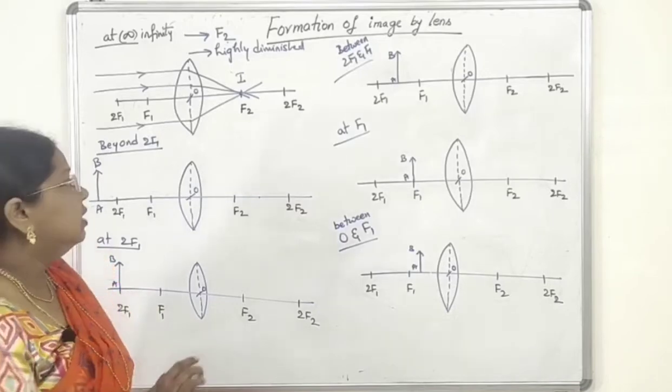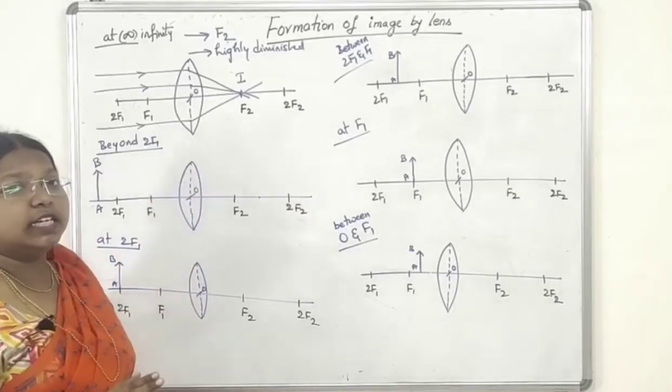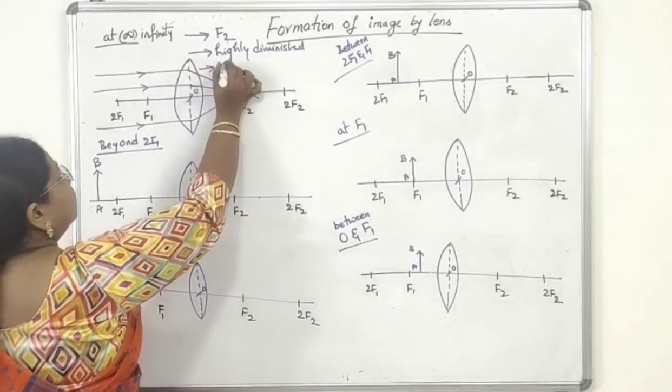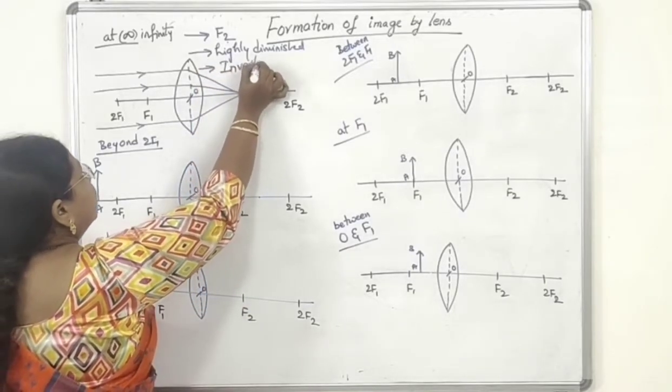Okay, students, this is a convex lens, so it is an inverted image. What is the next property? Inverted image.